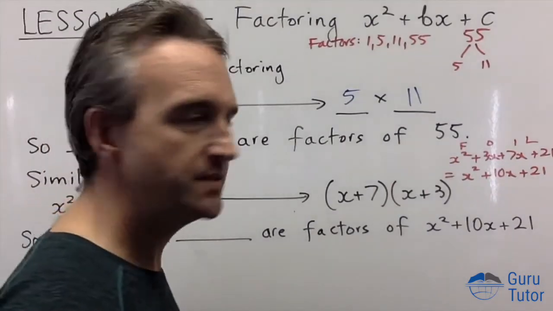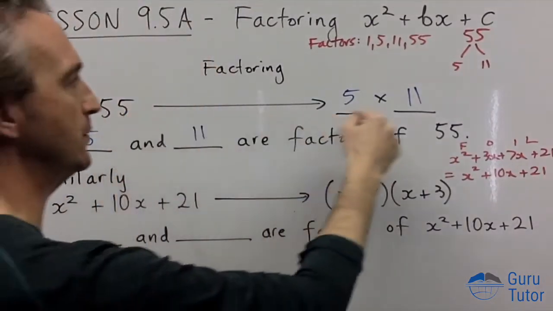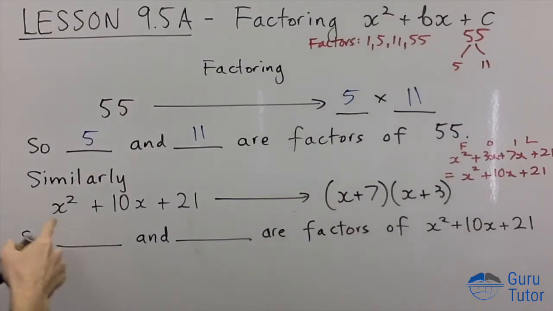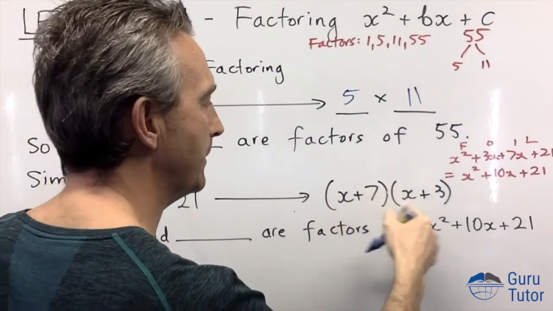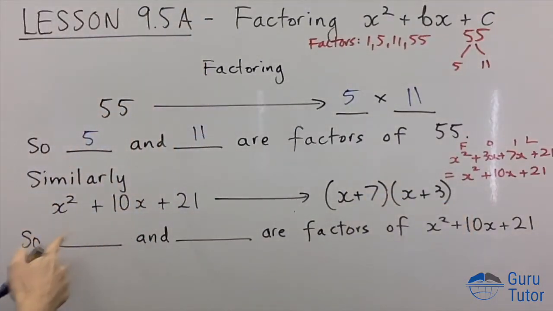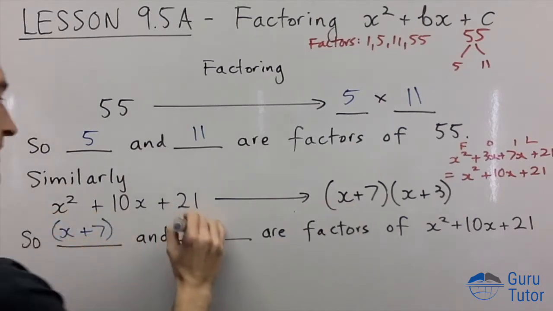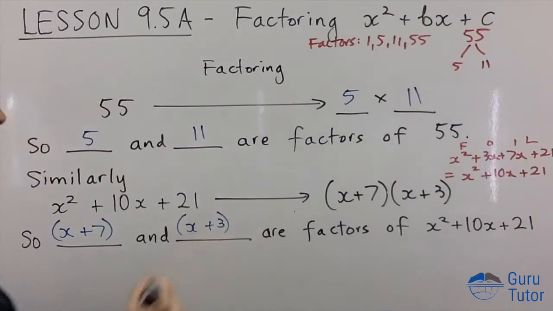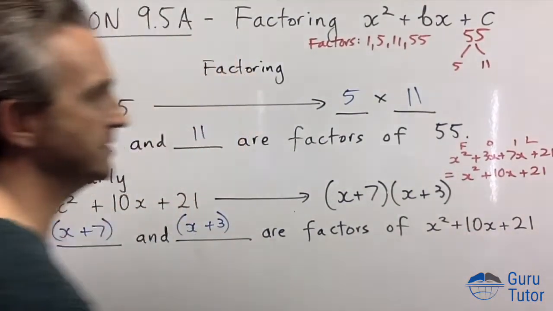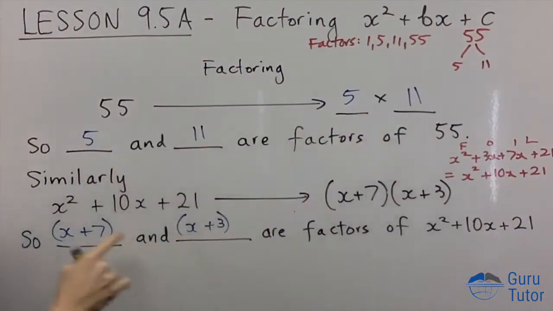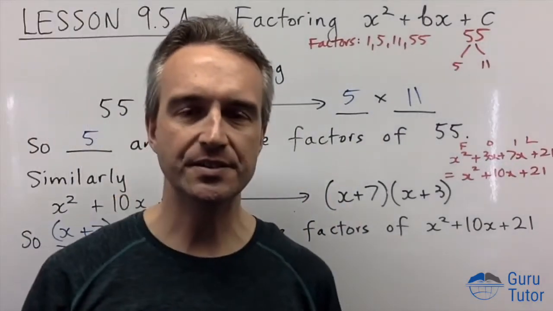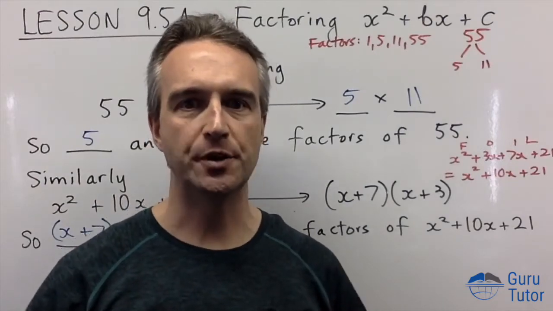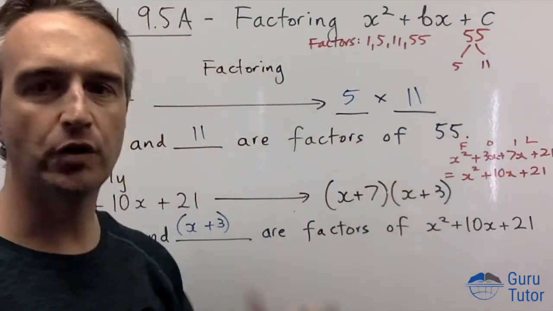Hey, it does work. So similarly, the same as what we did here with 55, how can we do this for this trinomial here? This trinomial can be written as a binomial times a binomial. So in other words, x plus 7 and x plus 3 are the factors of x squared plus 10x plus 21. The exact same thing as this can be done using algebra, thinking binomials and trinomials. Okay, so algebraic expressions can also be factored, and today we are factoring trinomials.